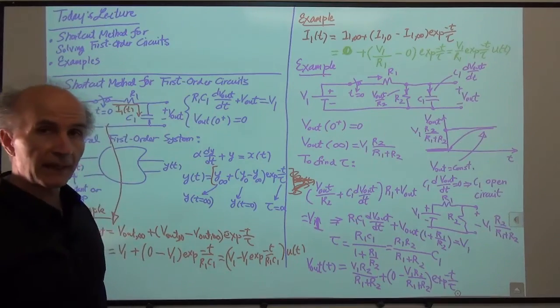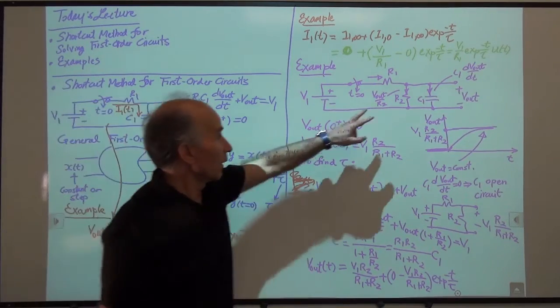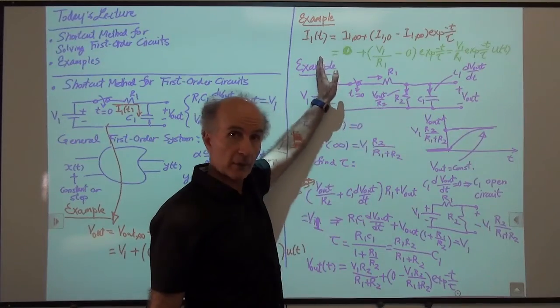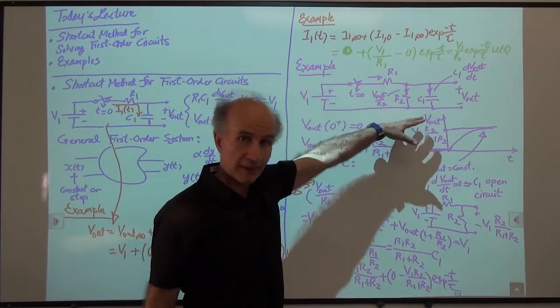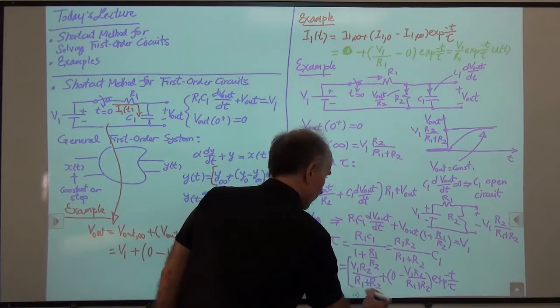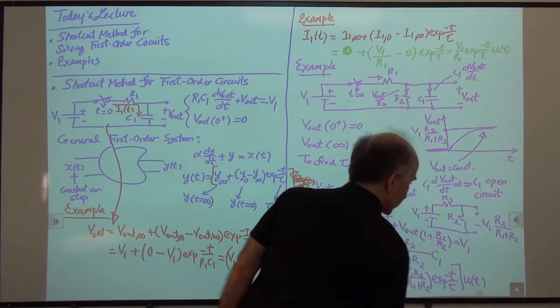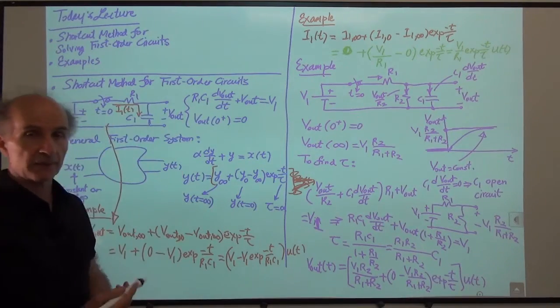Does this whole thing take u of t? Yes, because the output was 0 before time 0. When the switch was not conducting, everything was dead, right? Remember here? So this whole thing is multiplied by u of t. And this is the final answer.